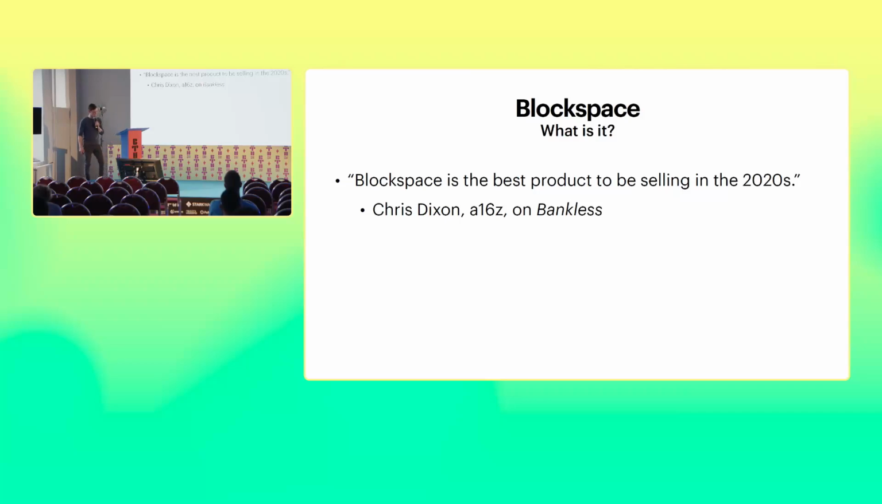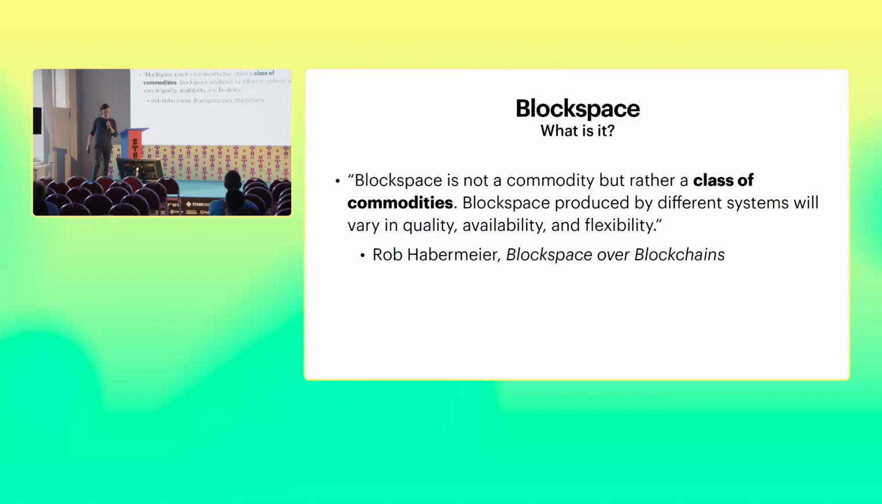This was, I think, a good point by Chris Dixon from A16Z, which is that it's the hottest product to be selling in the 2020s. It is the product of blockchains. So any sort of blockchain provides its block space. It's not necessarily a single commodity, but a class of commodities, because every blockchain produces different kinds of block space.